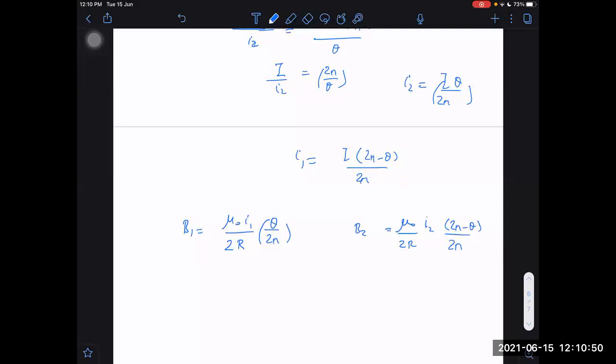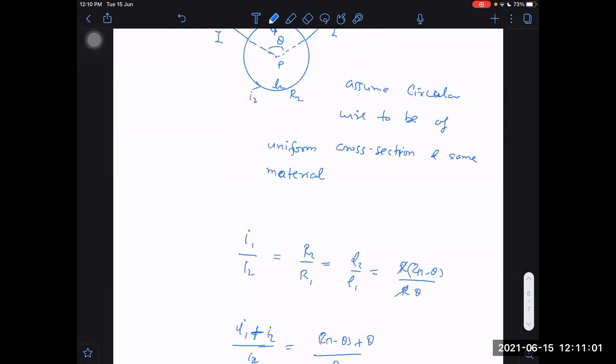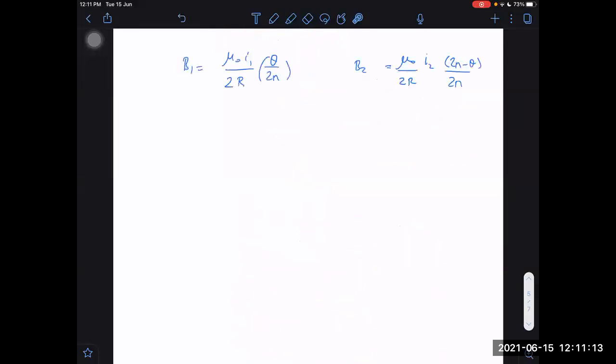Now you understand that B1 will be exactly equal to B2 only, right or not? Yes, sir. B1 will be exactly equal to B2. So they will cancel, and if they cancel, what field do we get here at last? Just zero only. Zero field. Okay. So whatever the angle may be, the field inside will be zero.